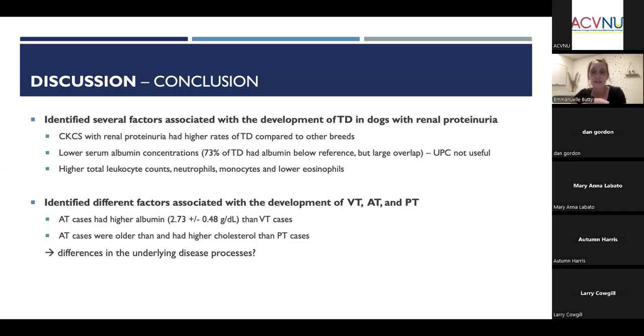And regarding the difference in location, they found out that the arterial thromboemboli had a higher albumin than the venous cases, and that the arterial were older and had higher cholesterol than the pulmonary cases. So maybe highlighting a difference in the underlying disease process, but definitely the study was not powered to make any statement regarding the difference in the underlying disease process and how we should handle these different cases differently.